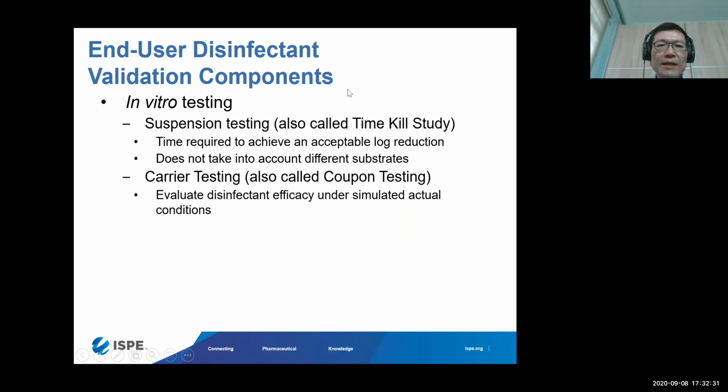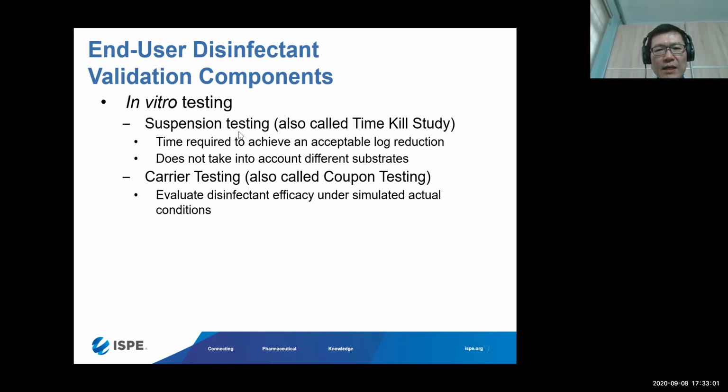So next is the disinfectant validation components, the major components. The first one is the in vitro testing. In vitro testing is basically the lab scale studies. In vitro means in the lab. So it's lab scale studies, and it consists of two parts. The first one is the suspension testing, also called the time kill study.